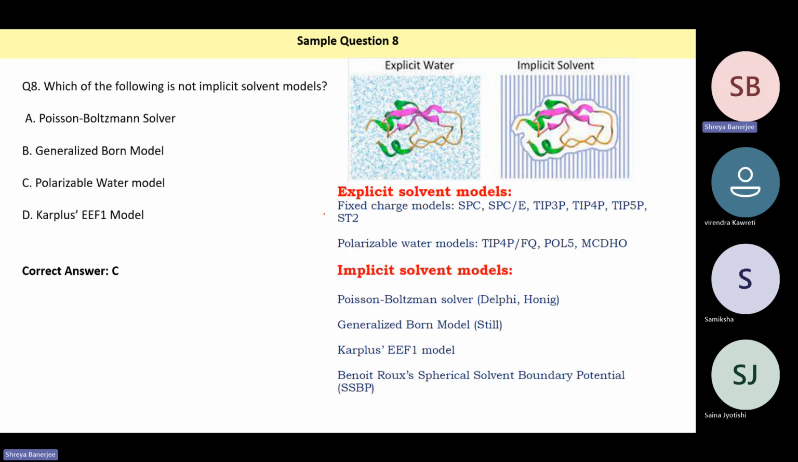Poisson-Boltzmann is implicit, so this is out. Generalized Born model is implicit, so this is also out. Karplus model is also implicit, so this is also out. Polarizable water model is explicit, so this is the only explicit model. That is option C. Again, this is something you have to memorize. If you want to look into what each of these models are, you can do that, but that is outside the scope of this class. You can just memorize these subclasses.